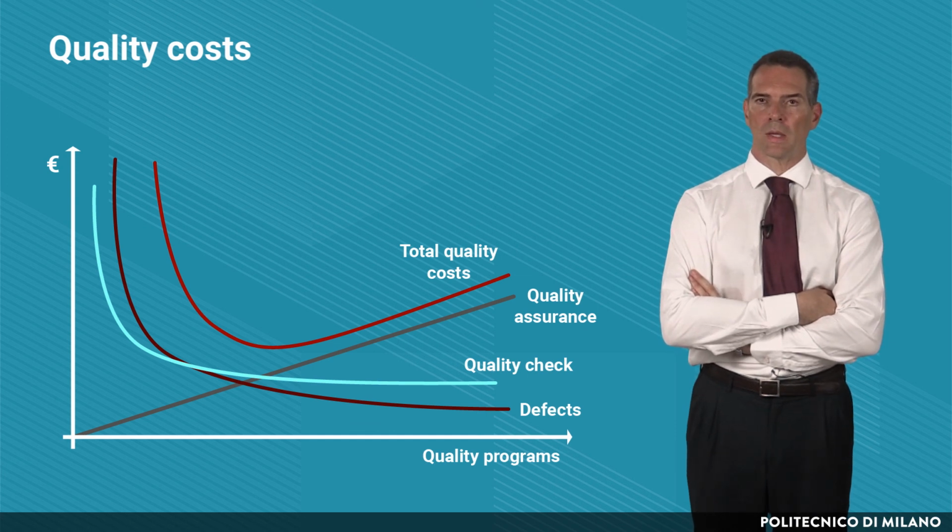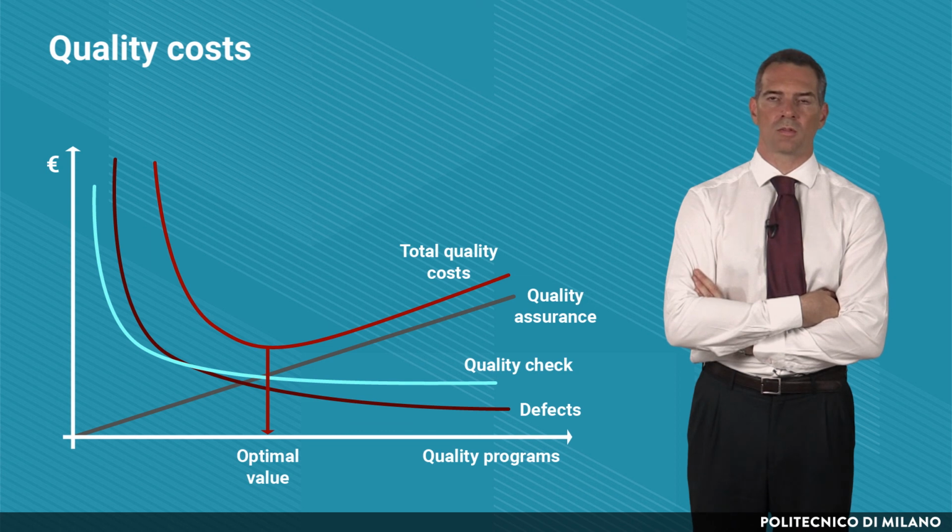Combining all of these costs, we get the total quality cost, which can then be easily optimized by finding the right value of investments in quality programs.